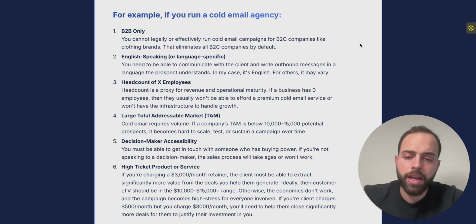Number five is decision maker accessibility. So you must be able to get in touch with someone who has buying power. If you're not speaking to a decision maker, or you can't get in touch with a decision maker, then the sales process will take ages or it just won't work.